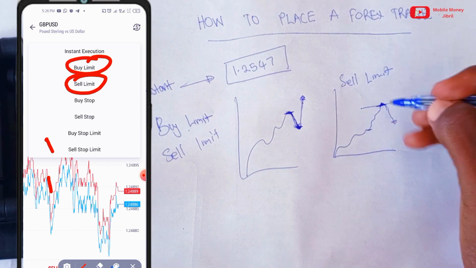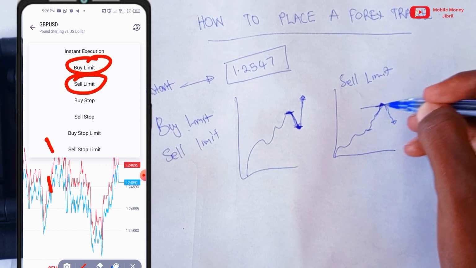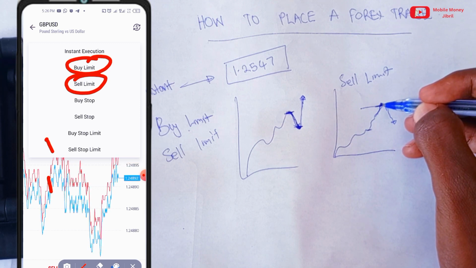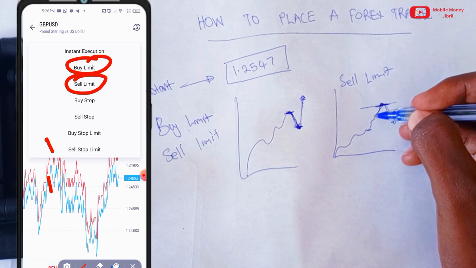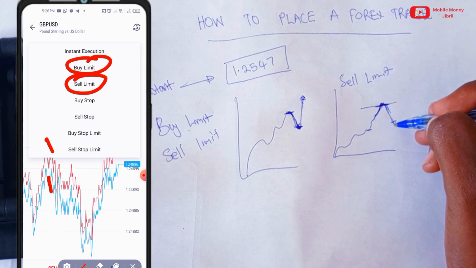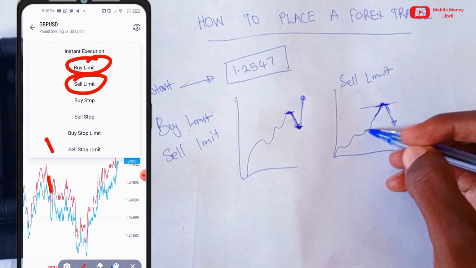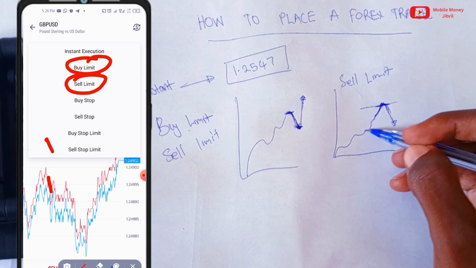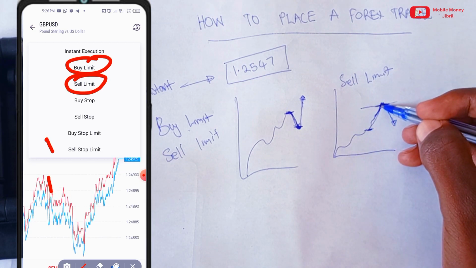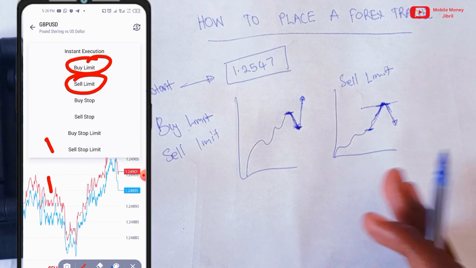It might be a resistance. So the type of order you're going to put, so that the price can wait for you over here, is called a sell limit, where you're expecting that after it gets activated, the price is coming down. So at the time of making that order, the price is below, and you make the order above the price. So it is the opposite of buy limit. Those are the two most common types.